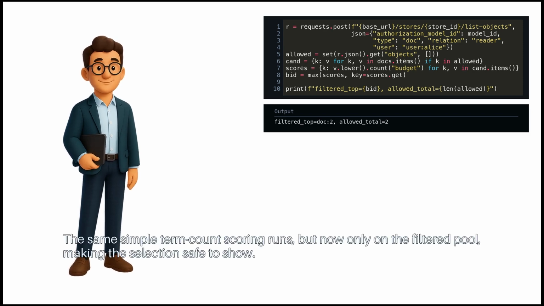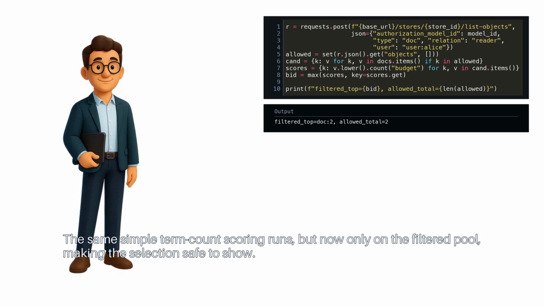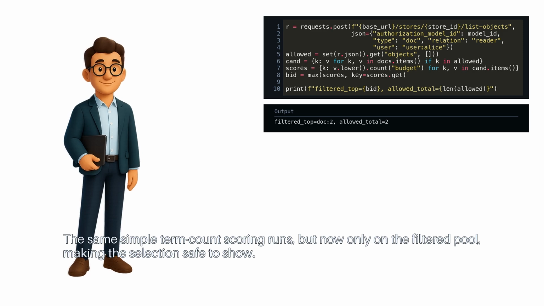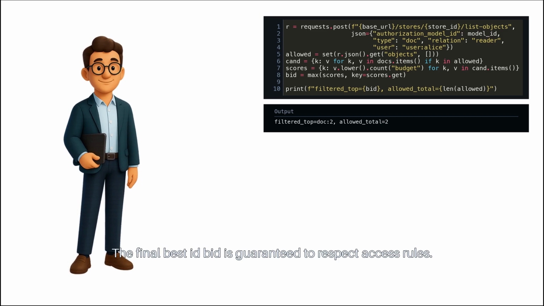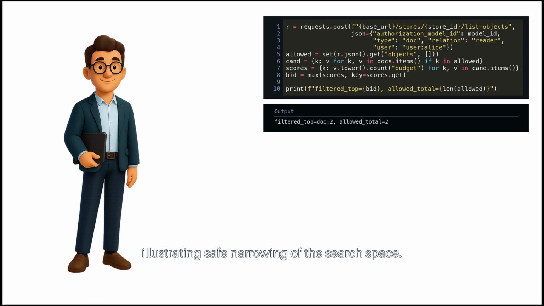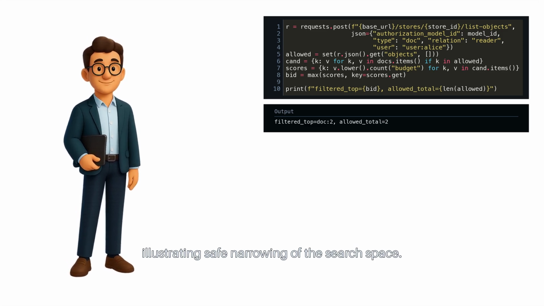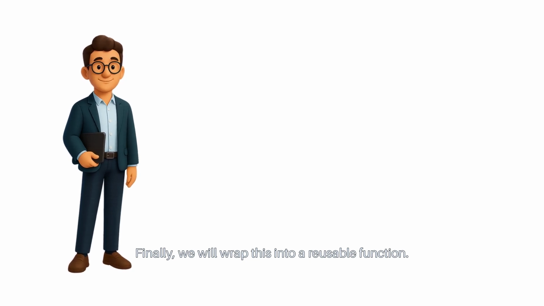The same simple term count scoring runs, but now only on the filtered pool, making the selection safe to show. The final best ID bid is guaranteed to respect access rules. The printed result confirms both the top permitted match and how many documents were considered, illustrating safe narrowing of the search space. Finally, we will wrap this into a reusable function.